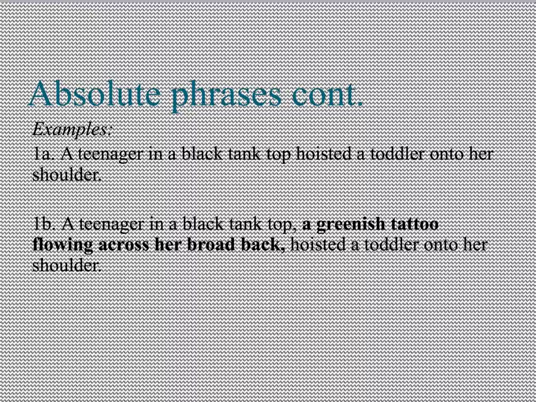Examples: A teenager in a black tank top hoisted a toddler into her shoulder. But when we add that absolute: A teenager in a black tank top, a greenish tattoo flowing across her broad back, hoisted the toddler into her shoulder. So it just gives that detail.